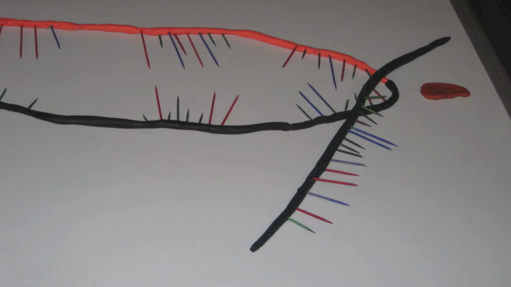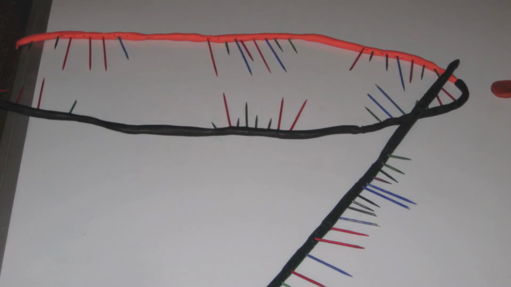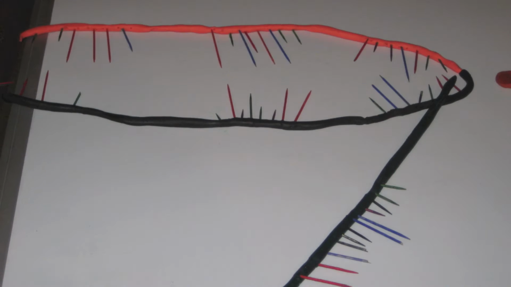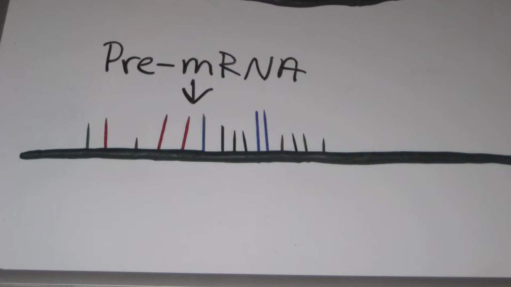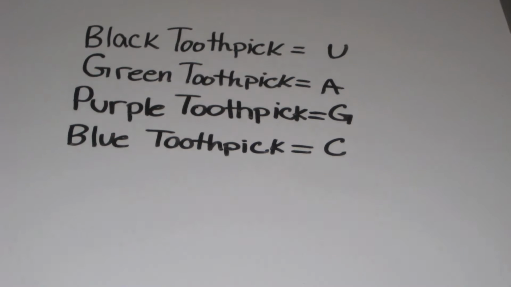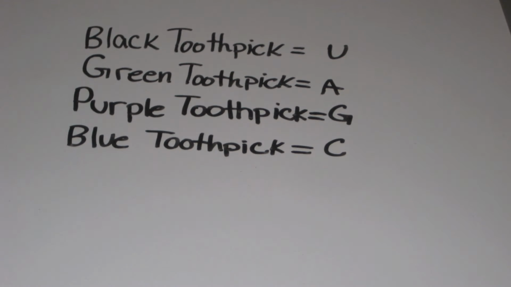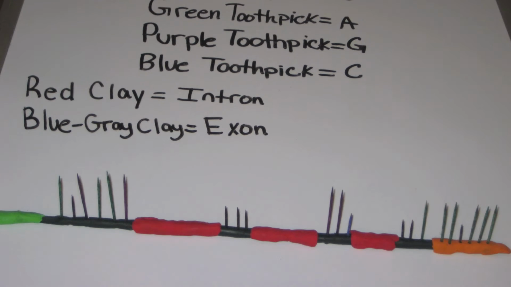Before the pre-mRNA can be exported from the nucleus to the cytoplasm, it must undergo a series of modifications called RNA processing. This processing occurs in the nucleus. There are segments on the pre-mRNA called introns and exons. Introns are non-coding segments of nucleic acid, and exons are the regions that are eventually expressed.